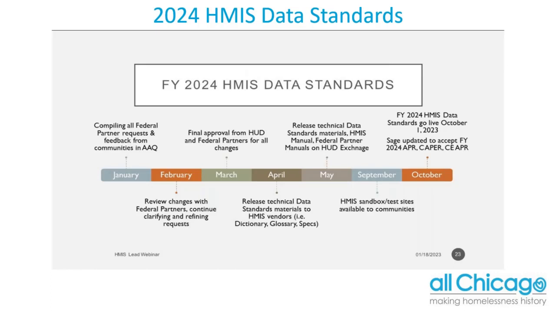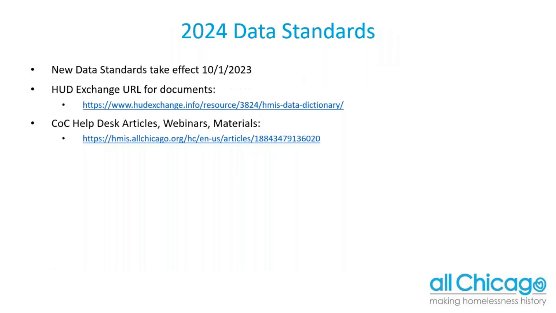So to begin with the 2024 HMIS data standards, we've shown this schedule that HUD puts out several times during our discussions over the summer. We're coming up on October 1st on Sunday, where everything will come together and get migrated over as an update to our system. The new data standards take effect on Sunday.